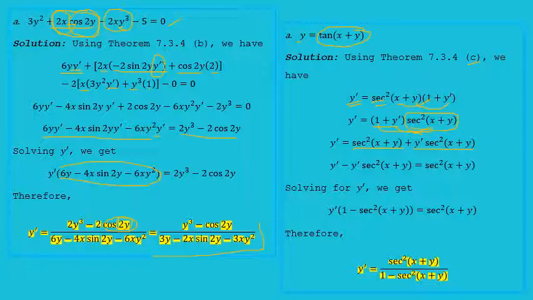And then, si y prime na may kasamang variable ay i-transpose natin sa left side. So, solving for y prime, we get y prime times 1 minus secant squared of x plus y equals secant squared of x plus y. So, dividing both sides by 1 minus secant squared of x plus y, we have y prime equals secant squared of x plus y divided by 1 minus secant squared of x plus y.